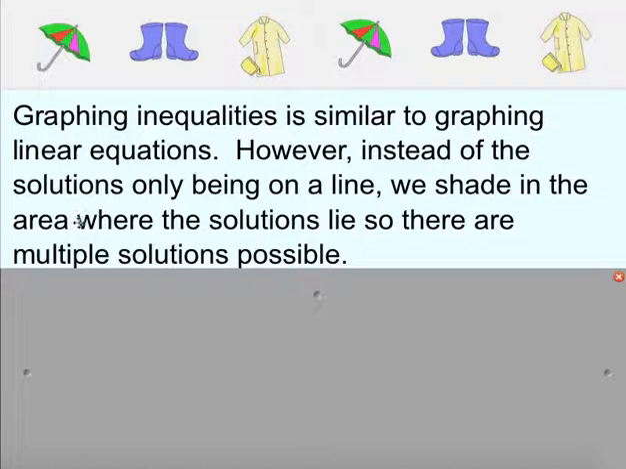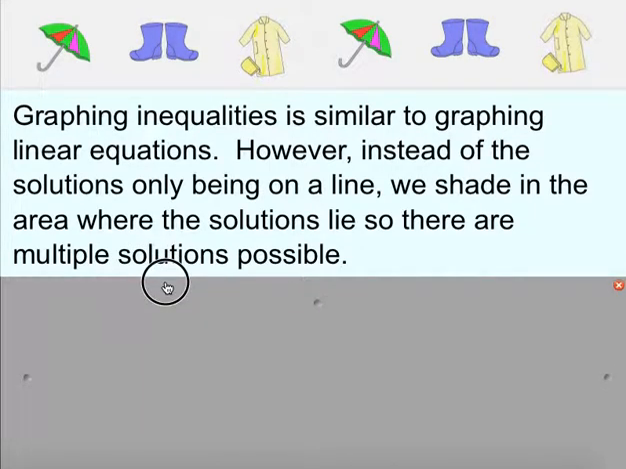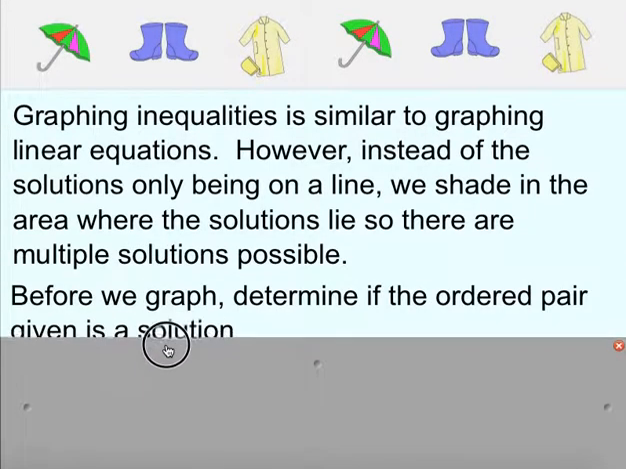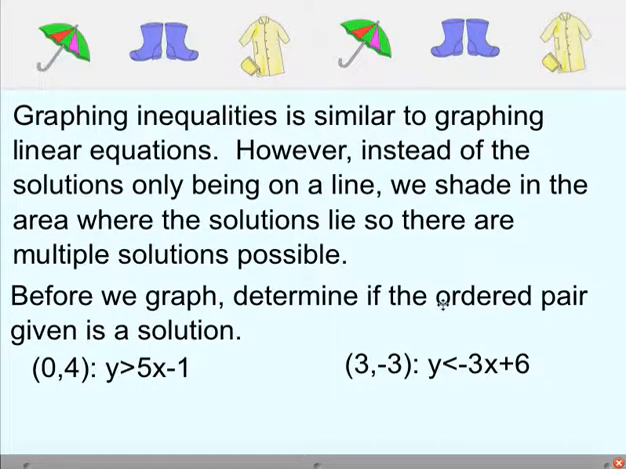So we have many, many different solutions. Not just a line of them, we have a whole side of the graph that is possible. Before we graph, let's figure out if some ordered pairs are solutions to these inequalities. Remember, we have two different variables now, x and y. We're going to plug those in to decide, is the statement true?